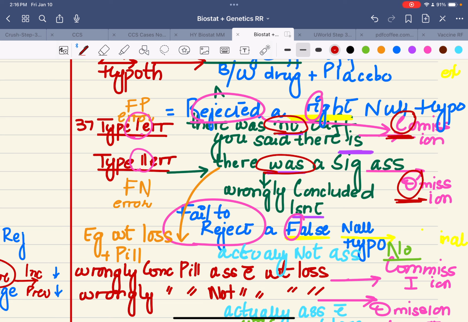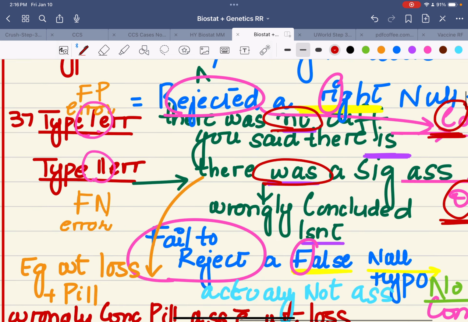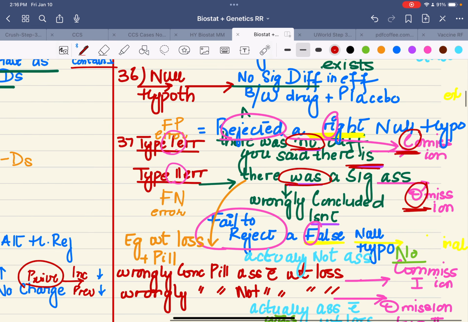Just like some people are involved in a crime, sometimes there's a crime or mistake of commission, and sometimes there is a crime or mistake of omission. Commission is basically you were not supposed to do something, but you actually did it, right? In terms of our hypothesis, there was no significant association, but you said that there is an association. So you committed something, whereas in reality nothing existed. You falsely accused someone of something. That's an error of commission, also known as type 1 error.